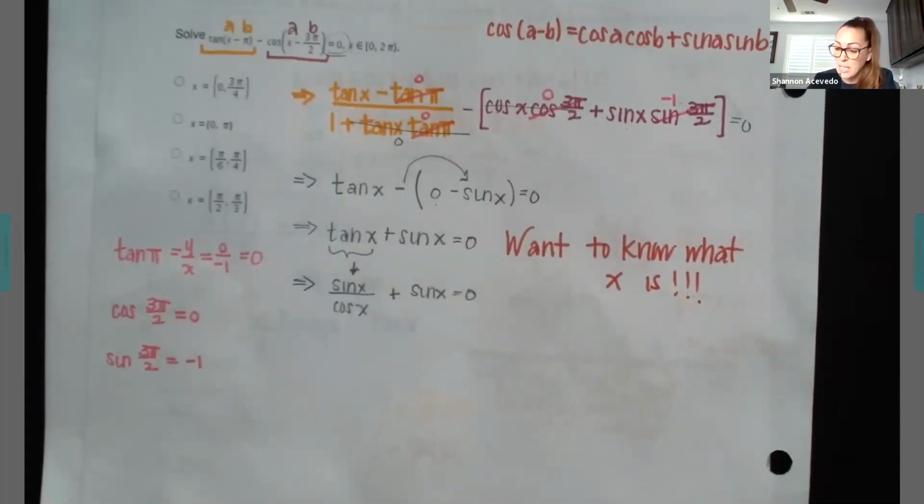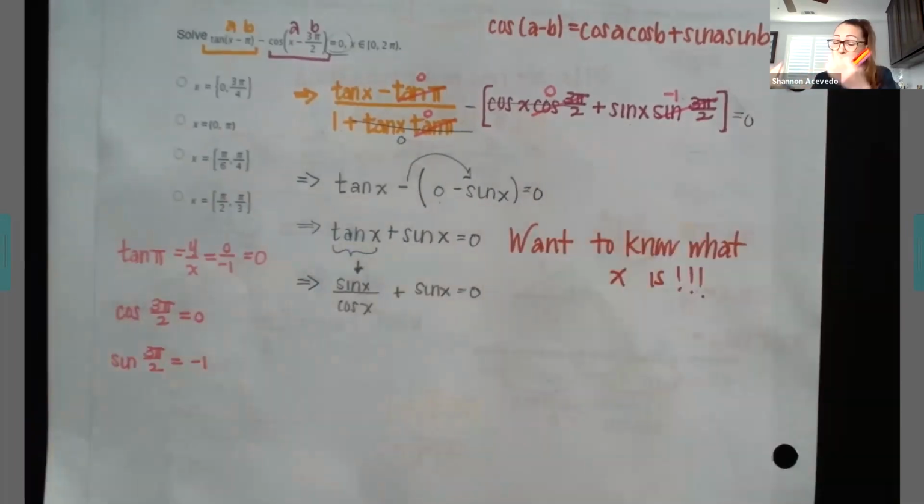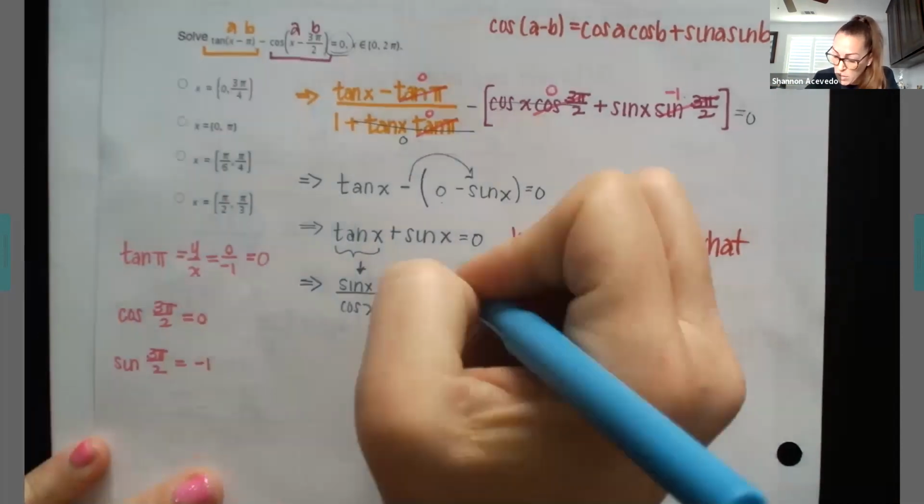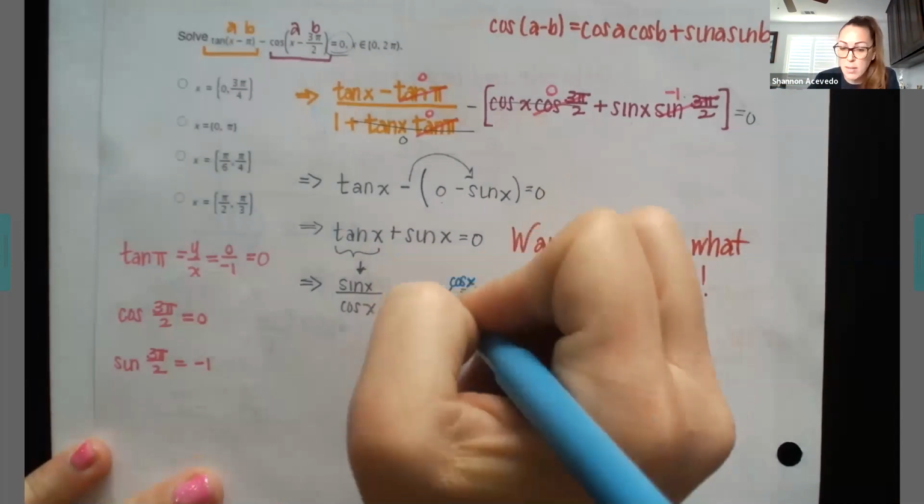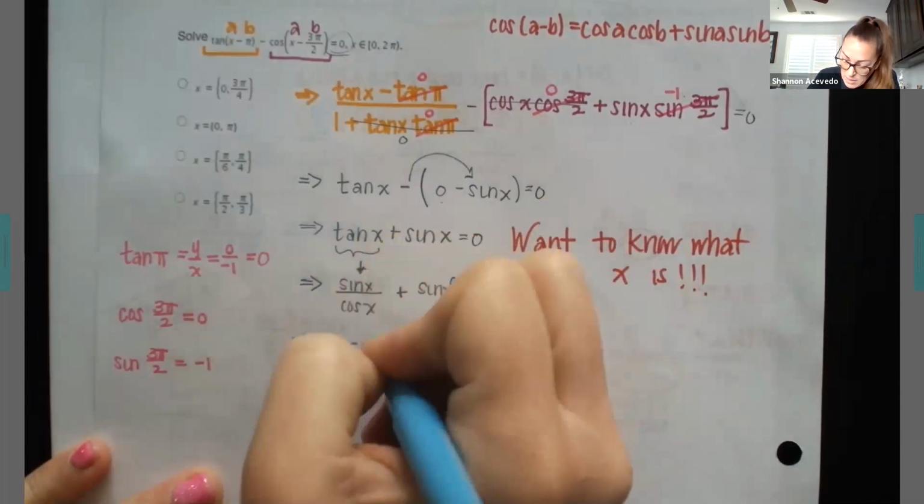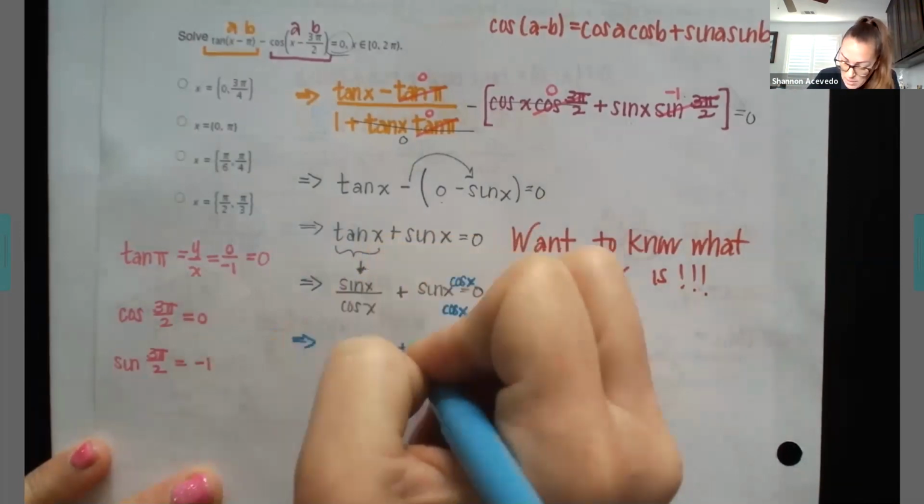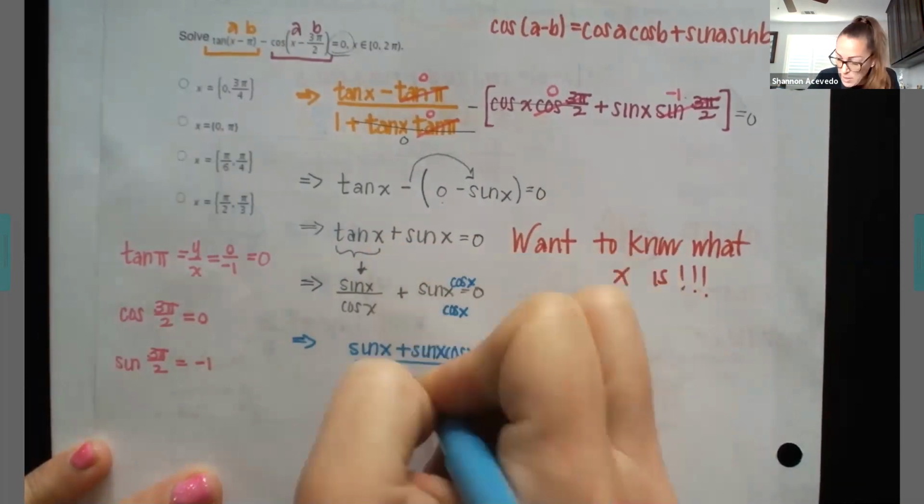Well, here's what my next step would be. And I'm showing you this one. I picked this one out in particular because this is sometimes things we don't think about. Well, now I want to get a common denominator. So I'm going to multiply this by cosine of x all over cosine of x. And I get sine of x plus sine of x cosine of x all over cosine of x is equal to 0.